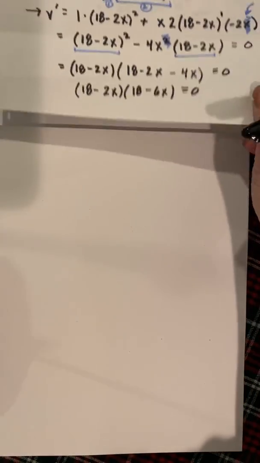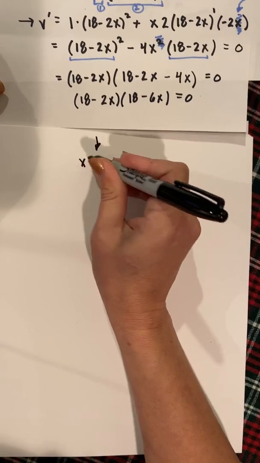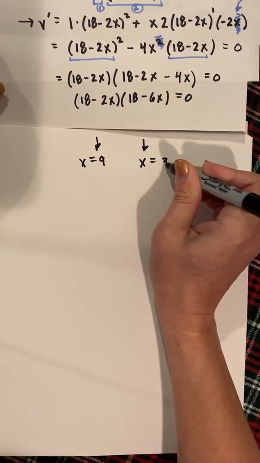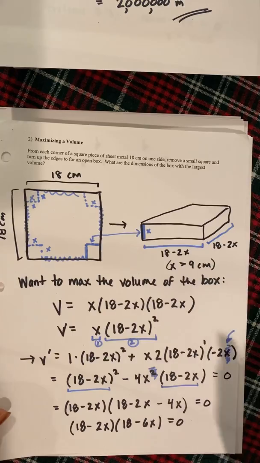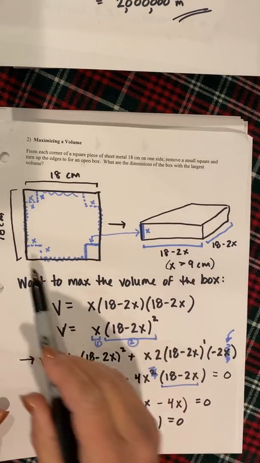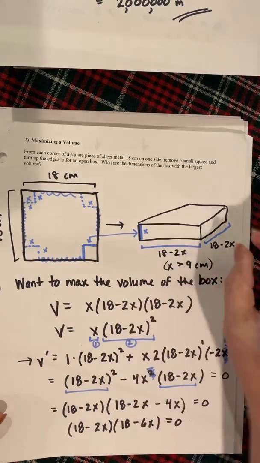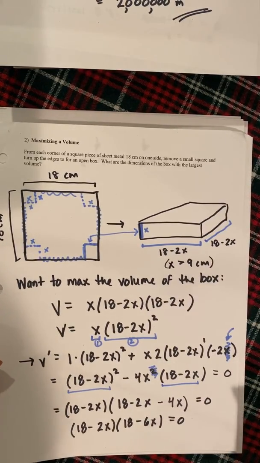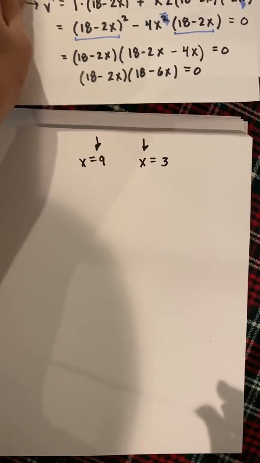So where is this derivative equal to 0? Well, the first factor tells me the derivative is equal to 0 when x is 9, and the second one tells me that the derivative is 0 when x is equal to 3. So now a lot of times this is common sense. If we go up here and x is equal to 9, we'll completely eliminate the box. If we cut out corners of 9 by 9, the width and the length would become 0. So my instinct is that we're going to cut out corners of size 3 by 3, but let's just confirm that 3 by 3 is a maximum for this function.